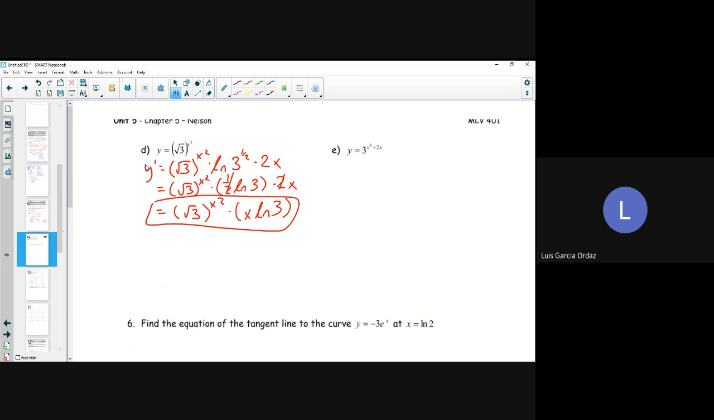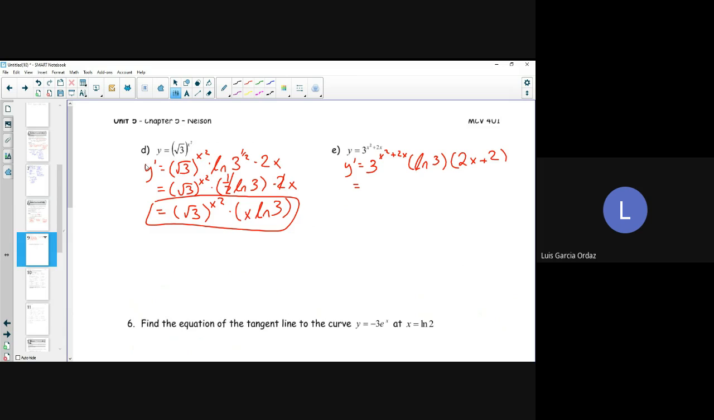And then last but not least, sometimes you can't simplify it all the way. You're sometimes going to get a very long answer, which is going to be the case with the next one. So I get y prime is equal to my original function times ln of 3 multiplied by the derivative of my exponent, which is going to be 2x plus 2.